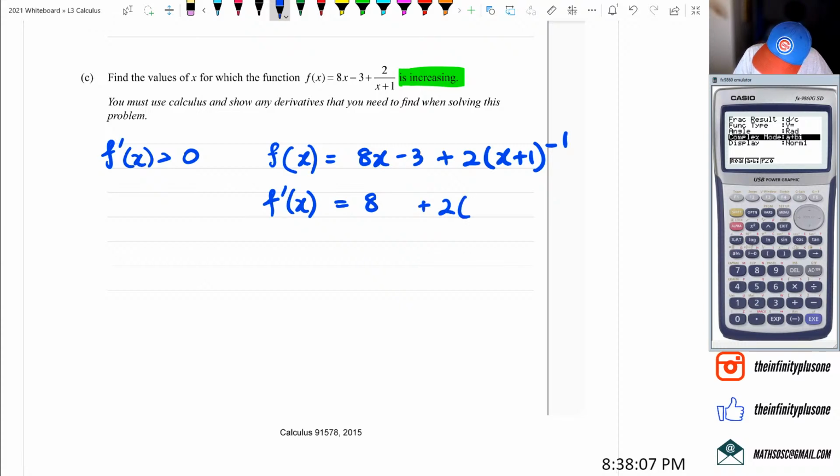So I might just do it like this. And then x plus 1 to the power of minus 2. Of course, don't forget to multiply by the differentiation of the bracket. Luckily, in this case, we don't have to worry about it. But like I said, always put down that extra 1 just in case.